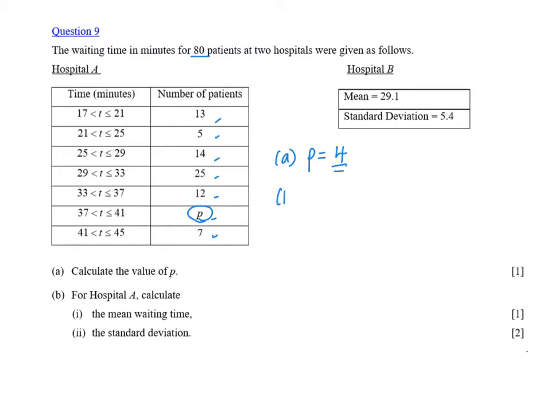Okay, and for part B, to find the mean waiting time, take note that our numbers come in terms of an interval. So I have 17 and 21. How do I find the class mark representing this interval? Well, I take 17 plus 21 divided by 2, and that leaves me with the number 19.